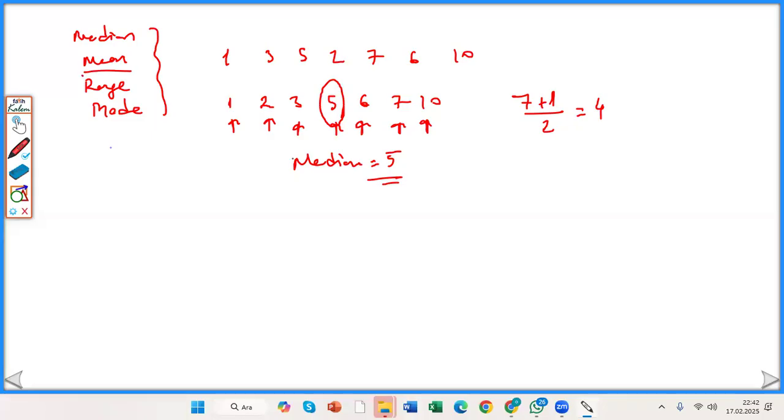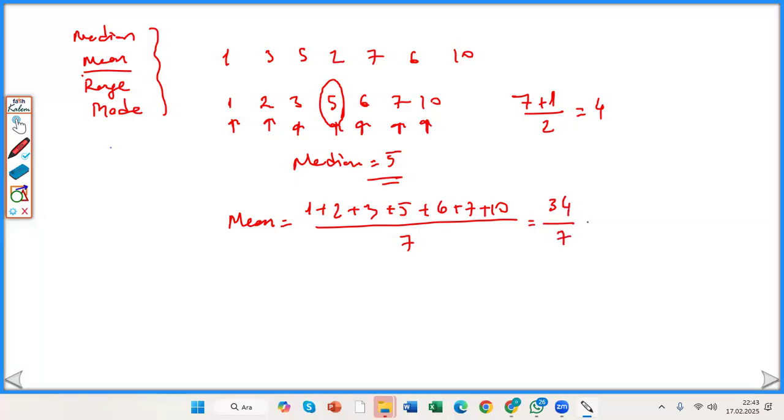In addition to this, what about the mean? Mean is simple, because the mean is just the average of all the numbers. So if you want to find the mean value, let's do 1 plus 2 plus 3 plus 5 plus 6 plus 7 and 10 over, as you see, there are 7 numbers. So it is 3, 6, 11, 18, 24, 34 over 7, and it is, as far as I see, nearly 5.